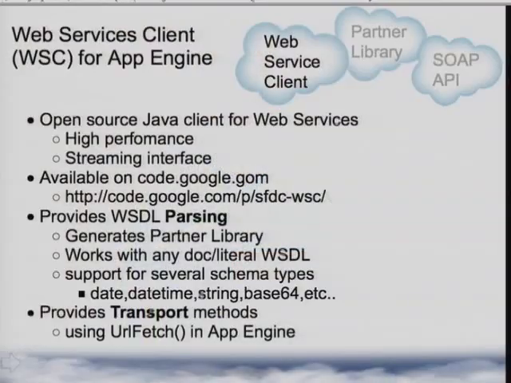So, what does this web service client give us? Well, there's two things that we absolutely need. We need parsing and transport. Parsing because we want to use a WSDL that may be generated or revved over time. So we need to be able to parse this WSDL. And the exciting thing about this library and Google App Engine is that this is not specific to Force.com. This can be used with any WSDL.